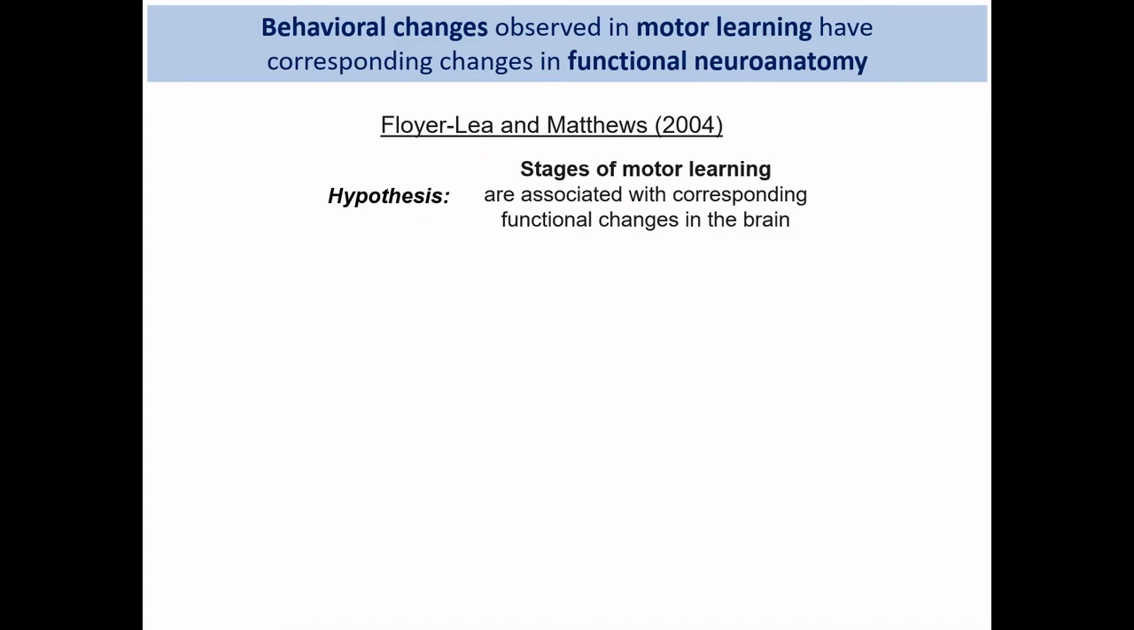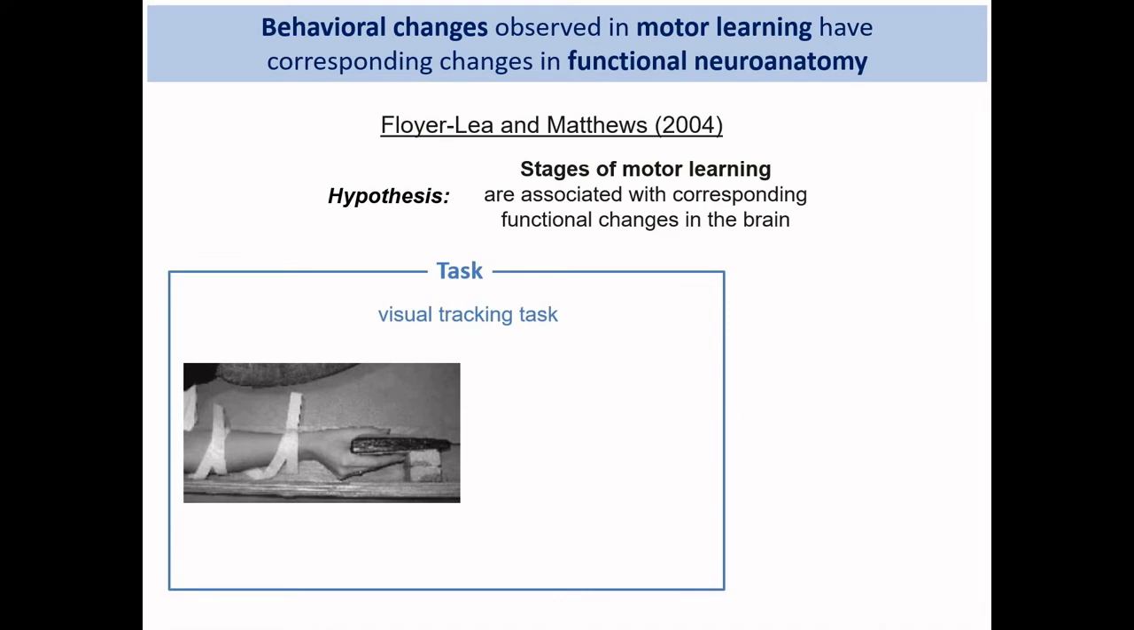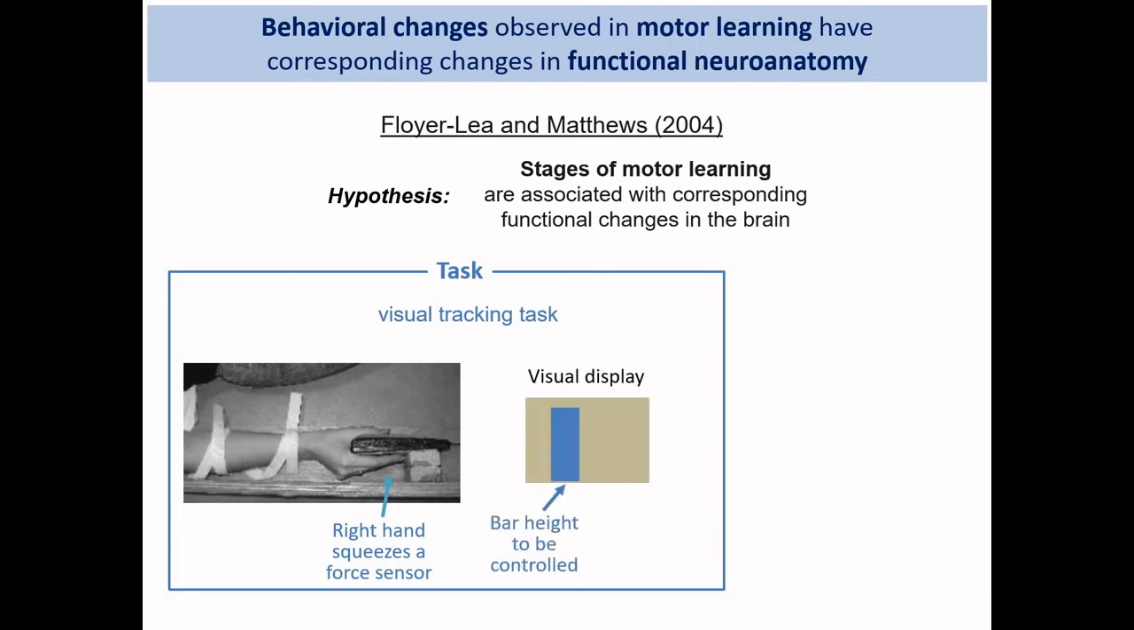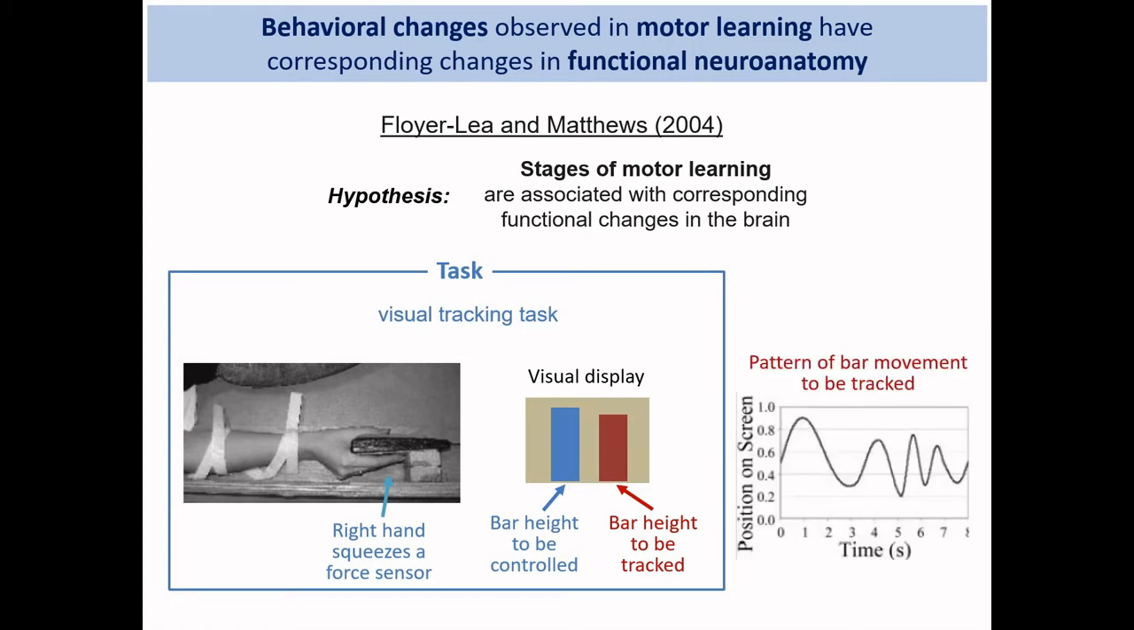To test this hypothesis, they set up a motor learning experiment that could be performed inside an MRI scanner. While laying inside the scanner, participants held a force sensor. By squeezing the force sensor, they controlled the height of a blue bar that was displayed on a screen in front of them. The task for participants was to adjust the height of the blue bar to match the changing height of a red bar that was displayed beside it. The red bar had a complex pattern of motion, so the task here is to learn this complex pattern of force production, such that your blue bar will track the trajectory that we can see of the red bar height changes displayed on the right.